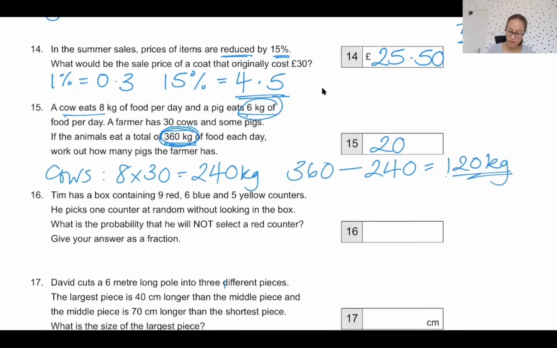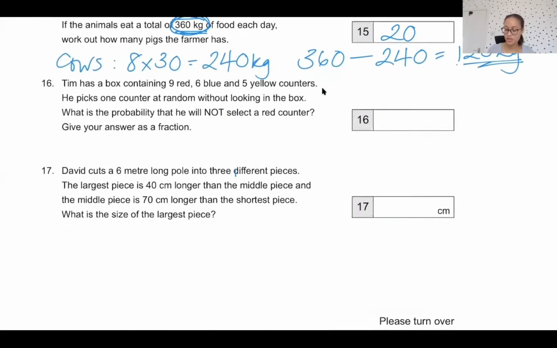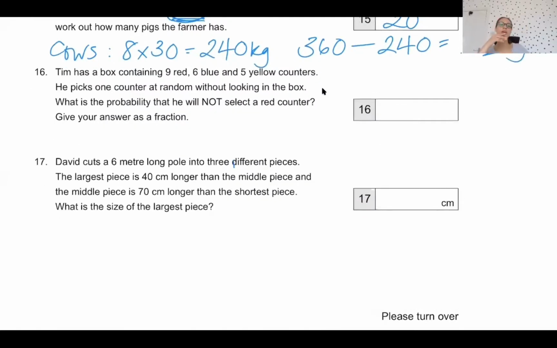Okay. Next one, probability. This is just like one that we did last week. So Tim has a box containing 9 red, 6 blue, and 5 yellow counters. He picks one counter at random without looking in the box. What is the probability that he will not select a red counter? Give your answer as a fraction. So not select a red counter. The easiest way of doing this is figuring out the probability that he does select blue or yellow. So figure out the probability that he selects blue or yellow, and then you're done.